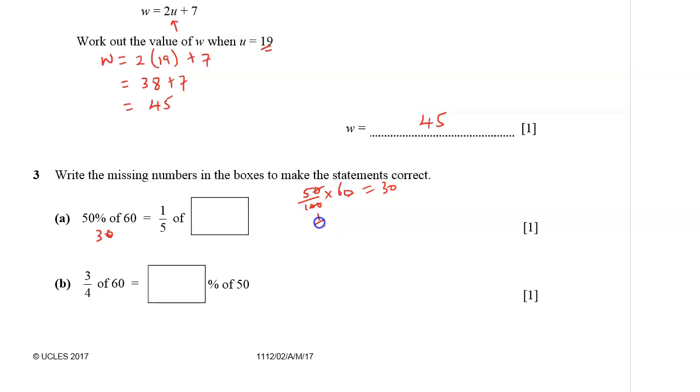So we write 1 over 5 times, let's call that number m, is equal to 30. And of course, this will be 1 over 5m is equal to 30. You multiply both sides by 5, and of course, this 5 and this 5 will cancel. Find that m is equivalent to 150. You write 150 right there. The next one, 3/4 of 60.